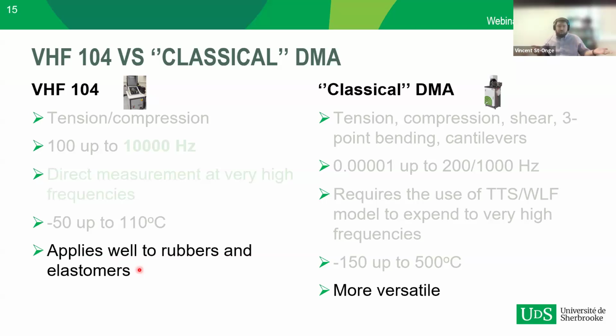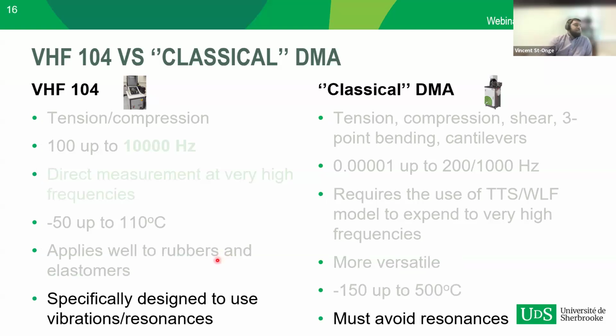So when choosing between a classical DMA or the VHF-10-4, it's really important to know exactly what it is that you need. So if you need to know the behavior of your samples up to 10,000 hertz, so very high frequencies, and you work with, I'd say, soft matter, then the VHF-10-4 is definitely for you.